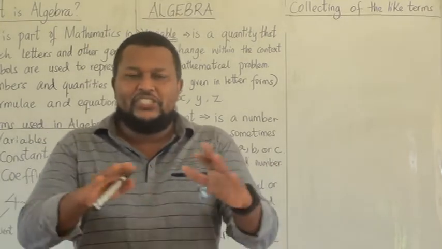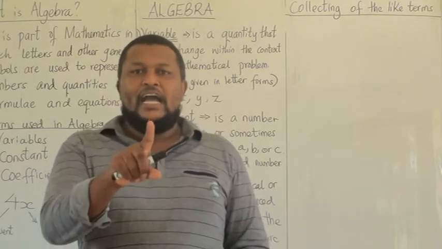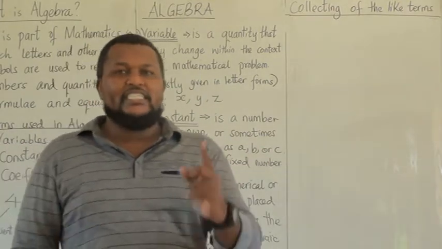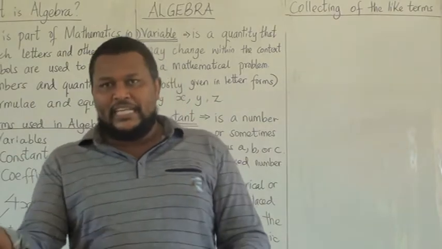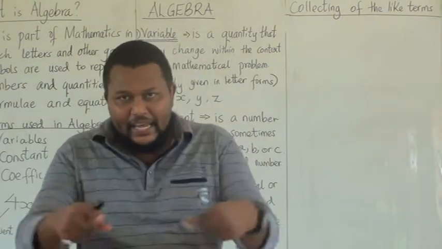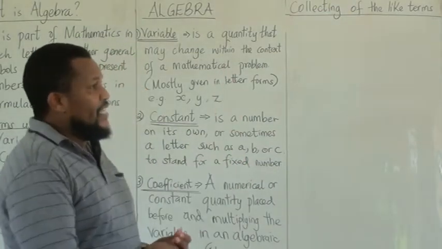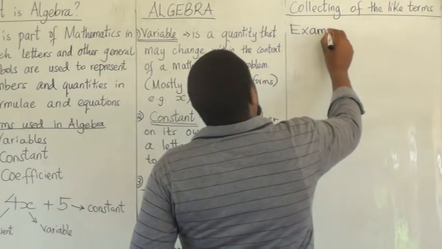How many tables do you see in front of your eyes? I can count and say I have 6 tables. Instead of saying tables, I will say 6T. Coefficient, a variable, T, standing for the tables, and the number of items that you have counted. Let me see, for example, let's see in examples.